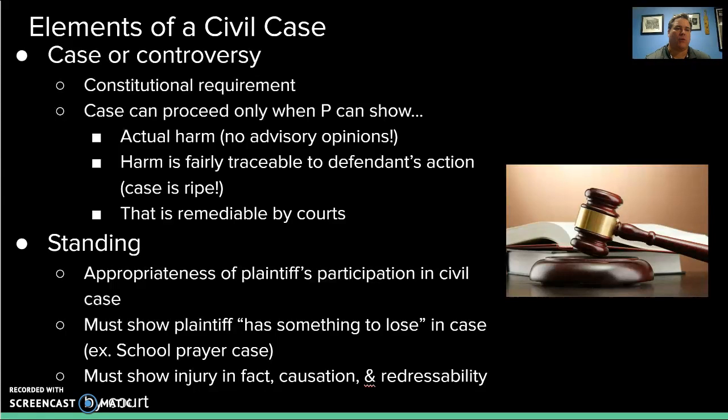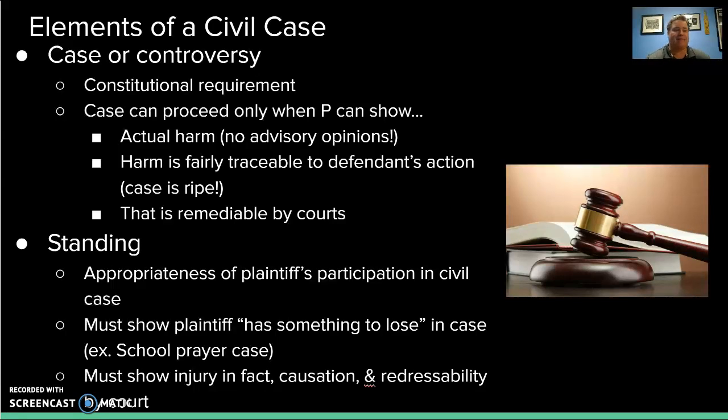The case also must be ripe. You can't say, hey, this person's about to do this, and then preemptively sue them. The action has to have already happened. The defendant must have already allegedly acted before the plaintiff can file a lawsuit, thus ripeness. And a remedy from the courts. So we're talking about, for example, you can't ask the court to bring back somebody from the dead. Okay, that's not a remedy that the court can carry out.